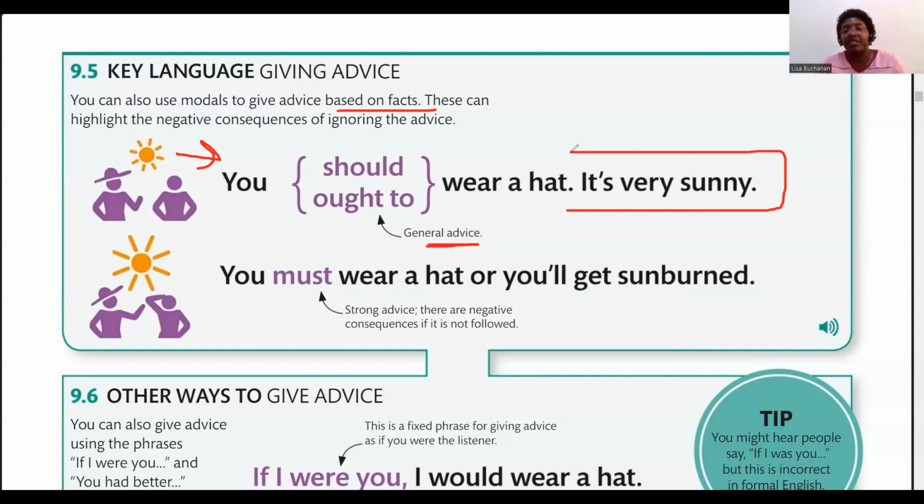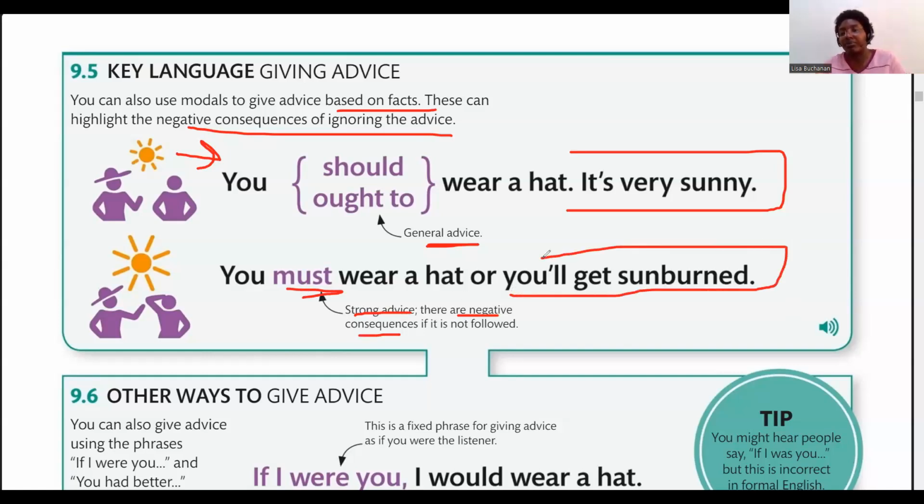But in the second sentence, there are negative consequences of ignoring the advice, so we want to highlight that. We're going to give strong advice because there are negative consequences if it is not followed. That's why we're using the modal verb must. We're going to say you must wear a hat. Or what's the negative consequence?